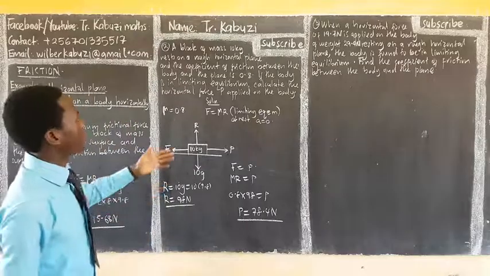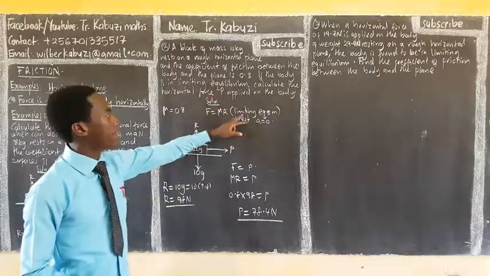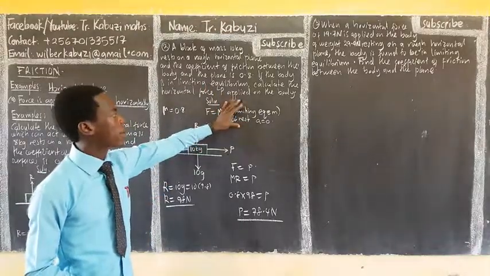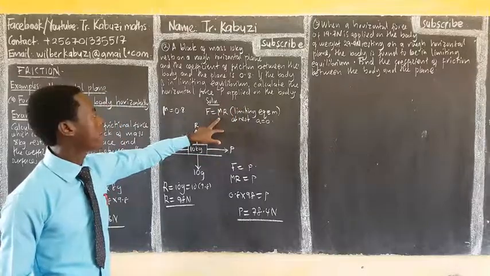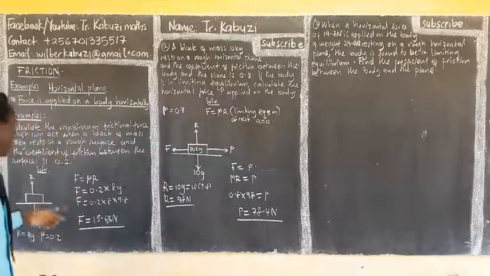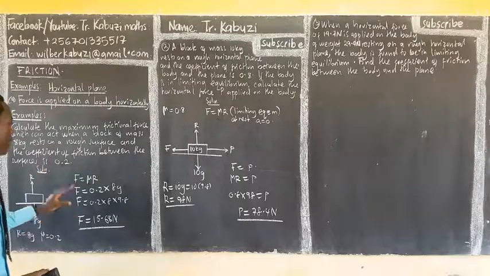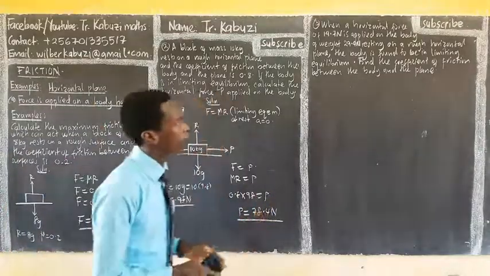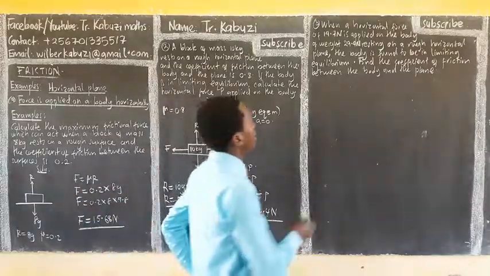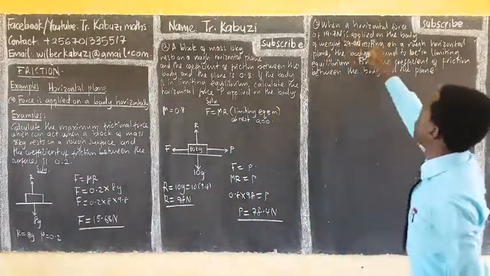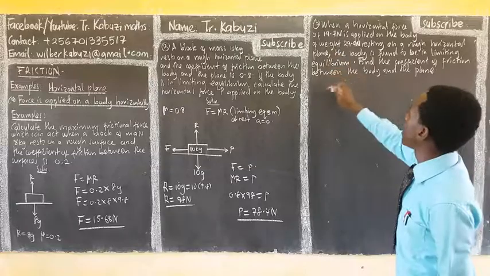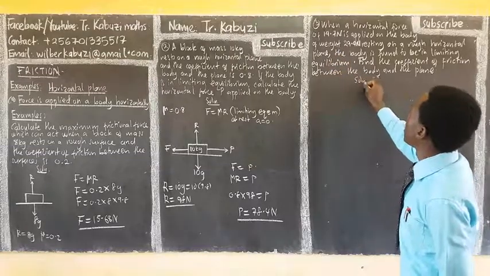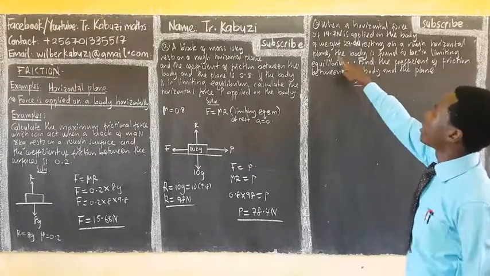So that's why we have this, because at the limiting equilibrium, the frictional force is this. When they say maximum friction, it's equal to this. So when you know those terms, the rest are going to be very easy for you. Now they are giving us a horizontal force applied on the body, and now they are giving us weight.